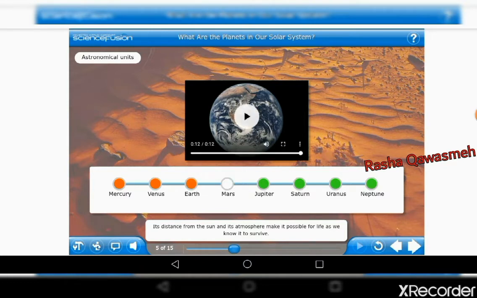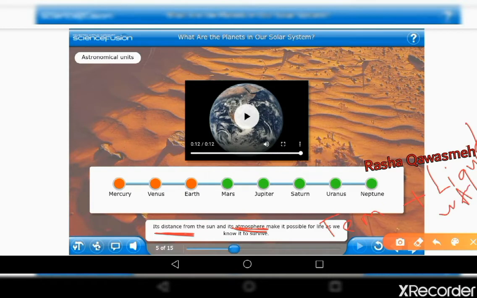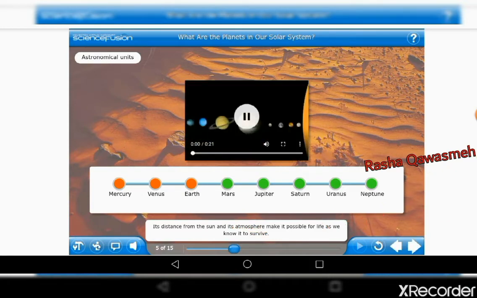So its atmosphere, its distance from the sun, its suitable temperature as well, and in addition to it has liquid water on its surface. Next, Mars.